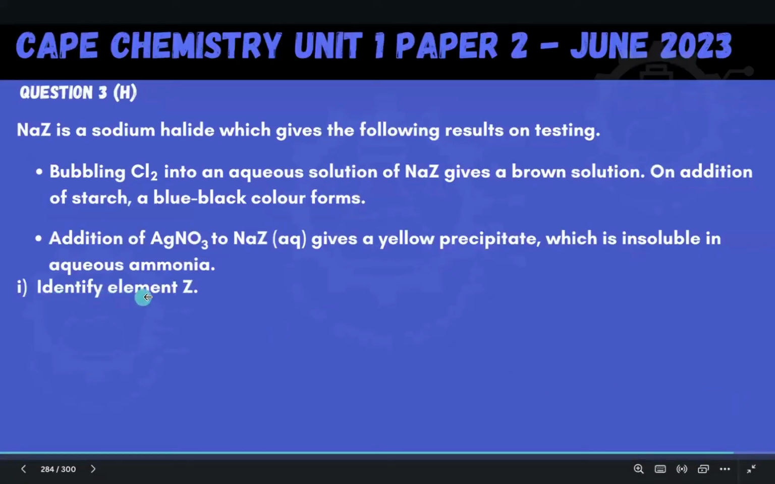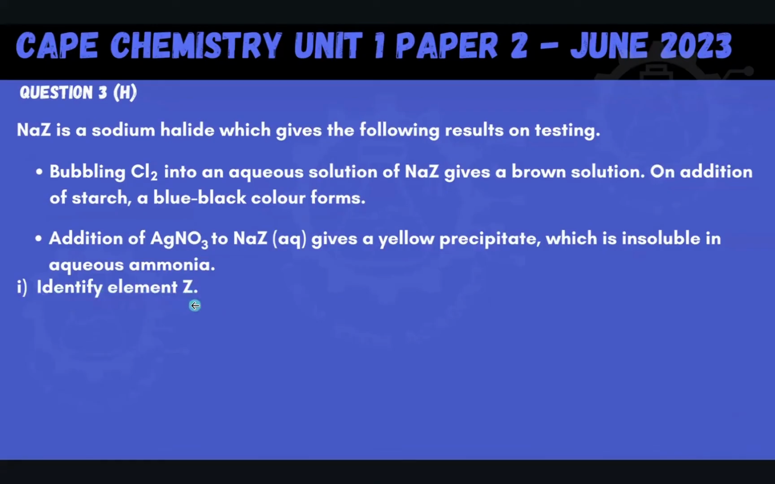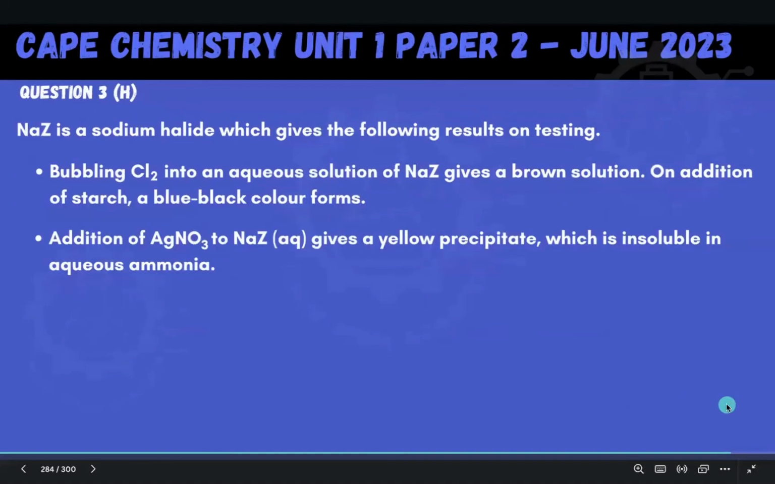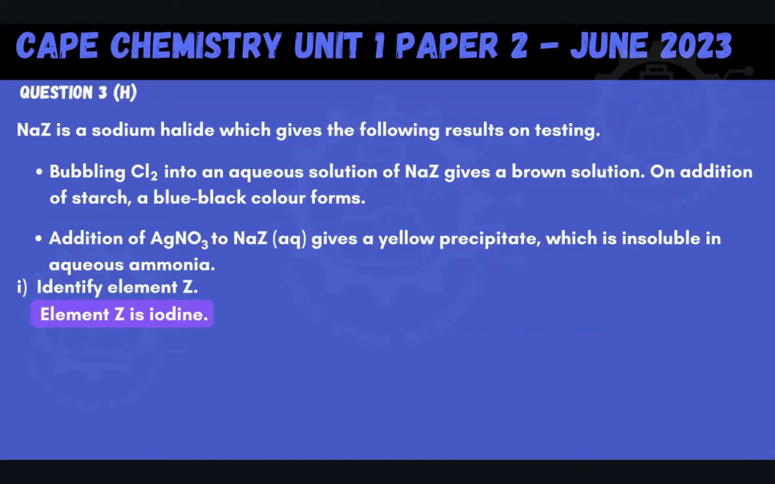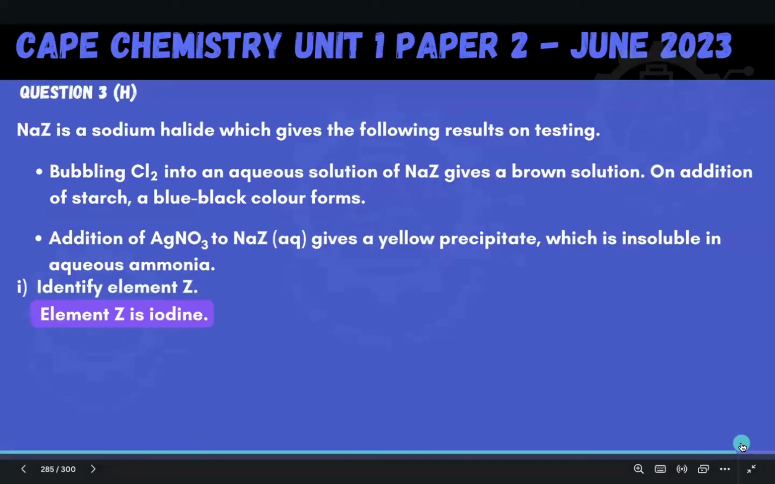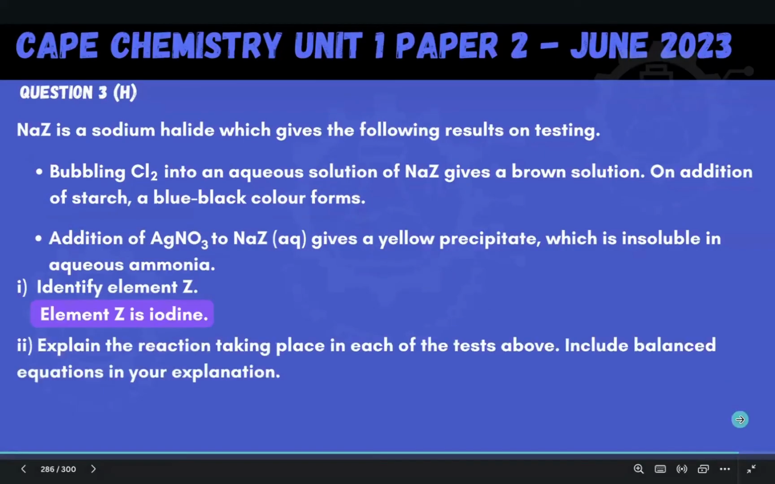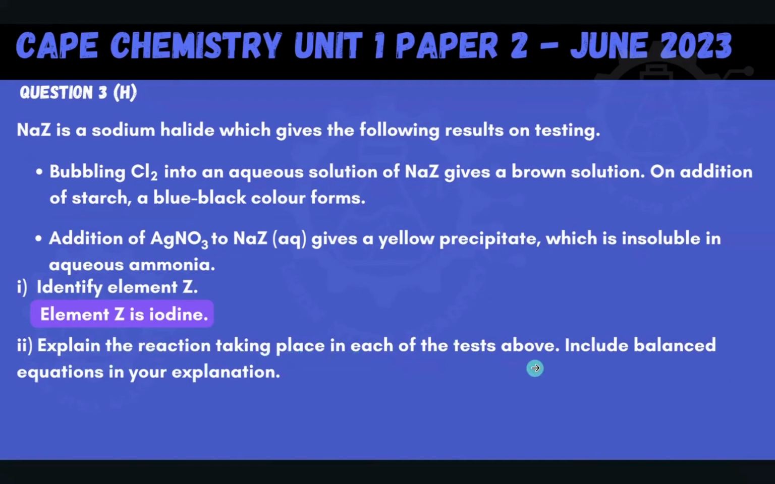We're being asked to identify element Z. Right off the bat, my wheels were turning and it told me that Z has to be iodine. Element Z has to be iodine based on all the things that are being said here. So let's break it down further. We're being asked to explain the reaction taking place in each of the tests above, and to include balanced equations in our explanation.